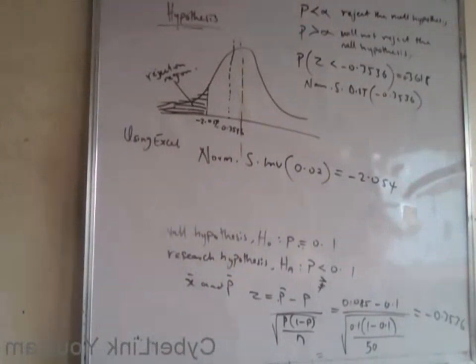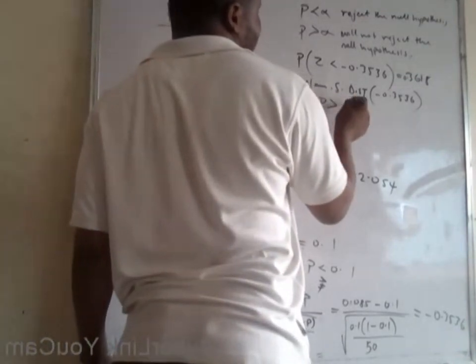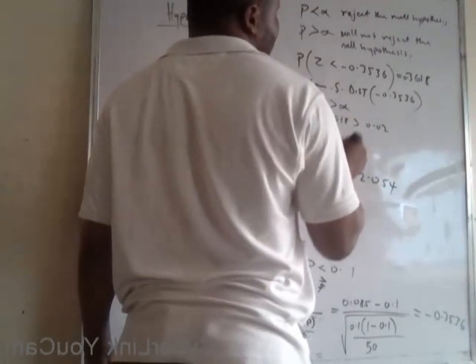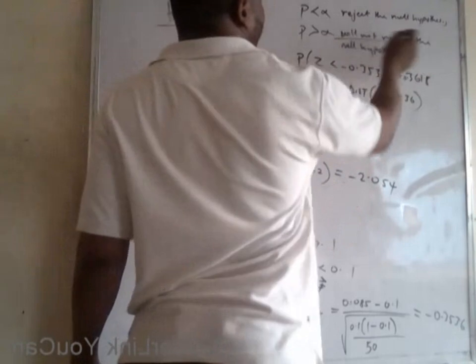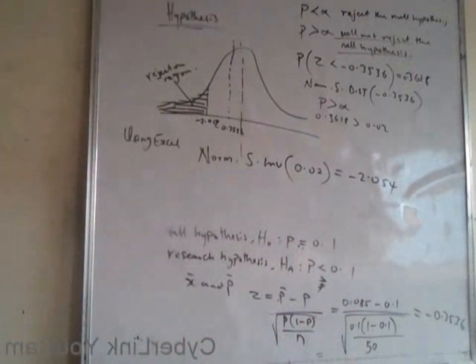So since our p-value, which is 0.3618, is greater than 0.02, the p-value is greater than alpha. So we fail to do what? We will not reject the null hypothesis. So we see that in both cases, both the first method using the rejection region and the second method looking at the p-value, we fail to reject the null hypothesis.